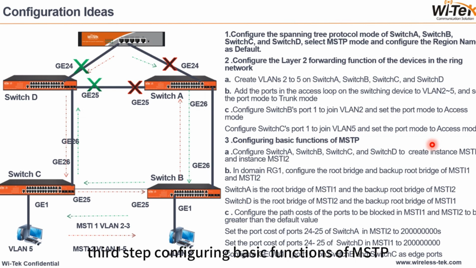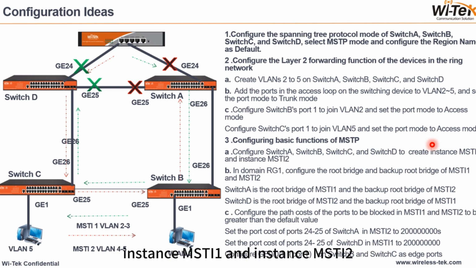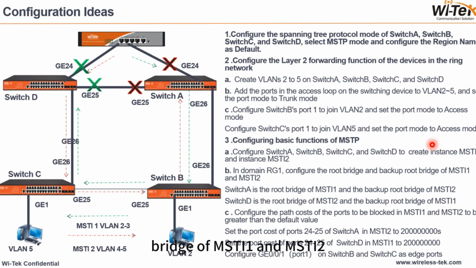Third step, configuring basic functions of MSTP. Section A. Configure switch A, B, C, and D to create instance MSTI1 and instance MSTI2. Section B. In domain RG1, configure the root bridge and backup root bridge of MSTI1 and MSTI2.